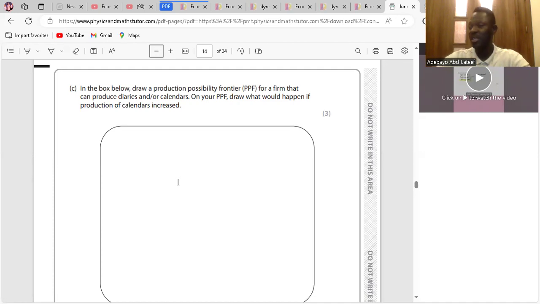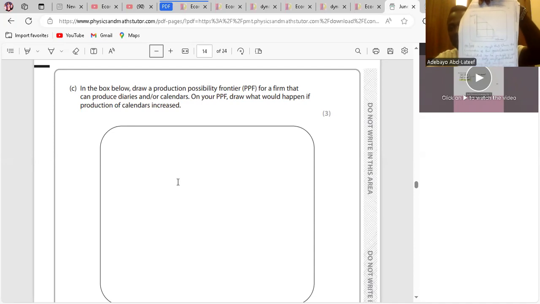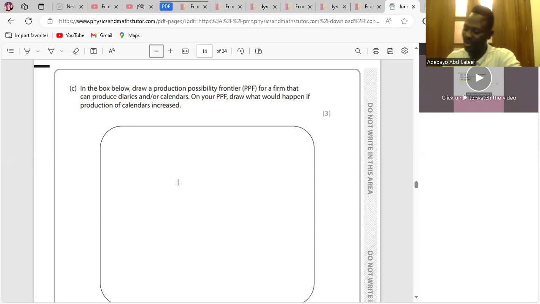So I made the notes here. And read. So with the PPC, this is how the graph will look. Diaries and calendars. As diaries are reducing, calendars are increasing. Clear? Move on. So I think I explained it already. Okay, move on.